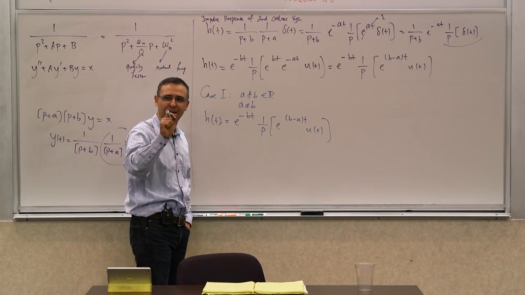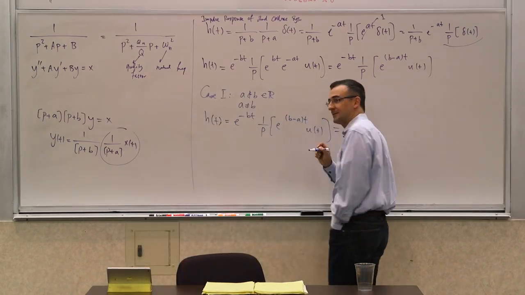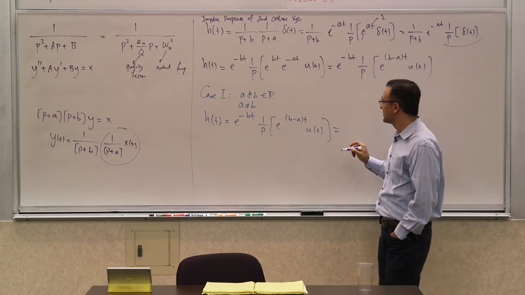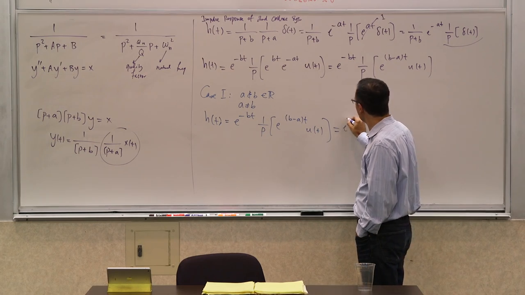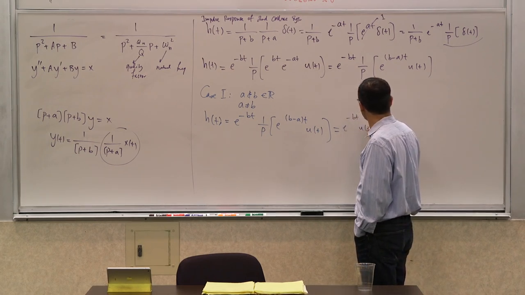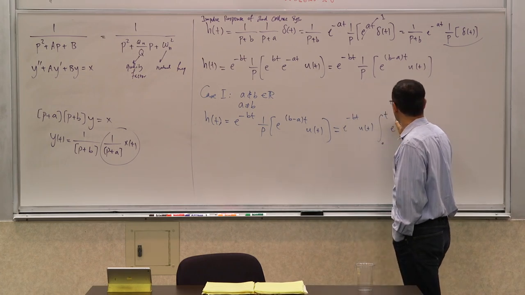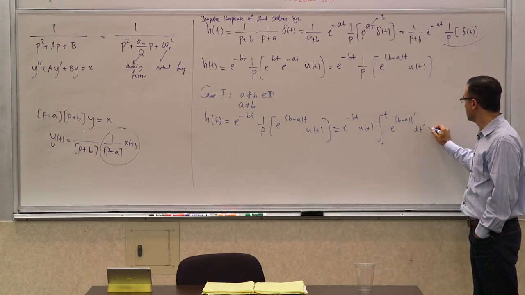Yes. Catherine, right? Oh, Kathleen. Yeah, sorry. Go ahead. Say again? Yeah. Pull out the u of t and change the limit of integration, right? So negative bt u of t integral from 0 to t e to the negative b minus a of t dt. So now what is this integral?